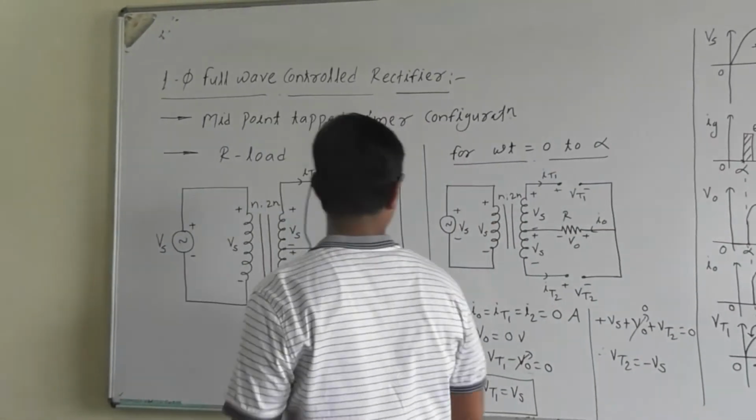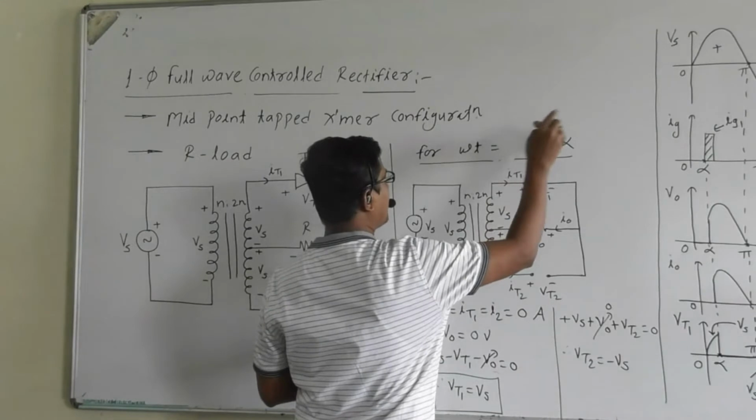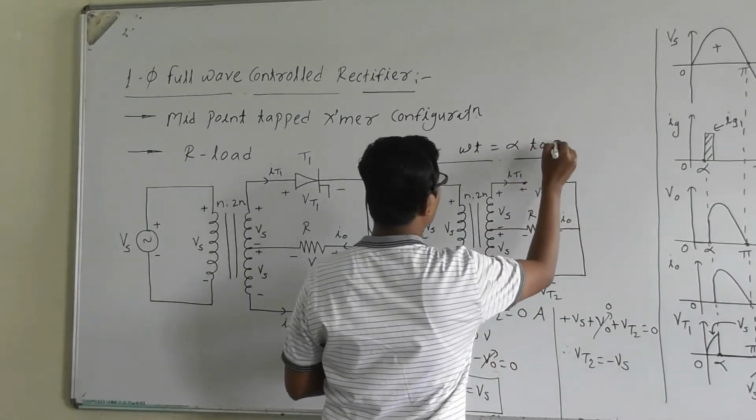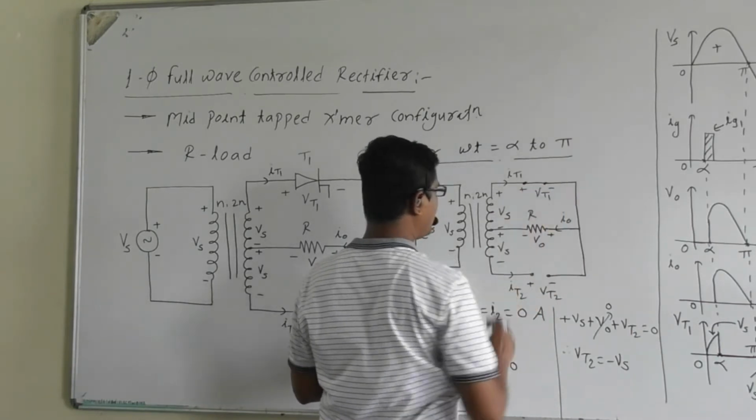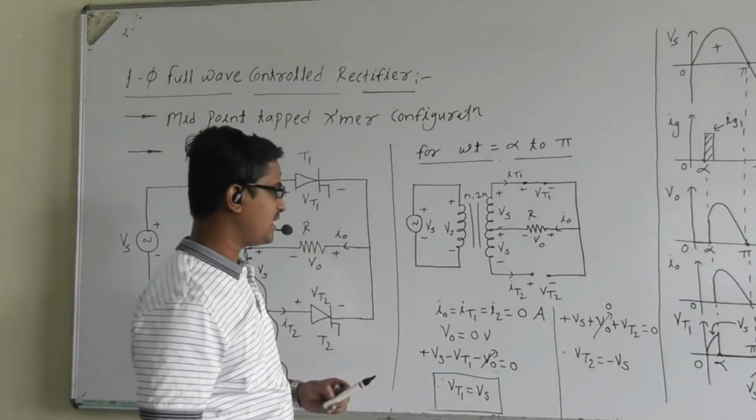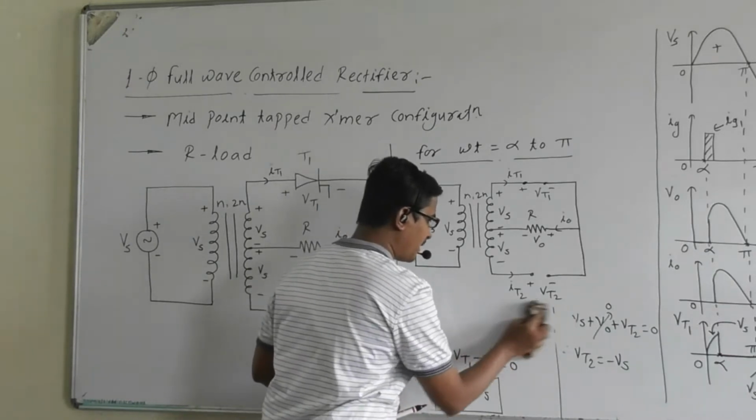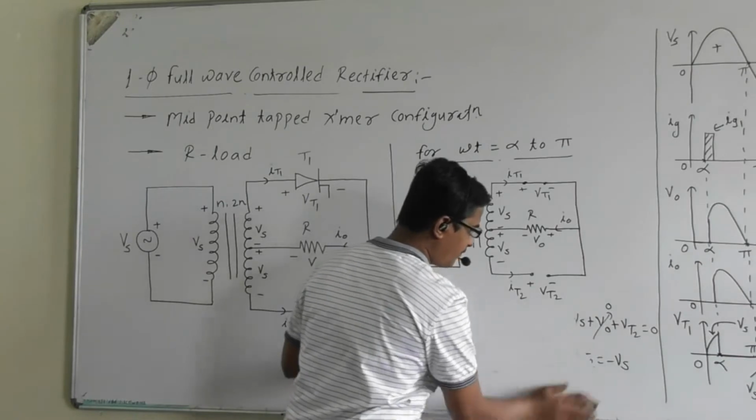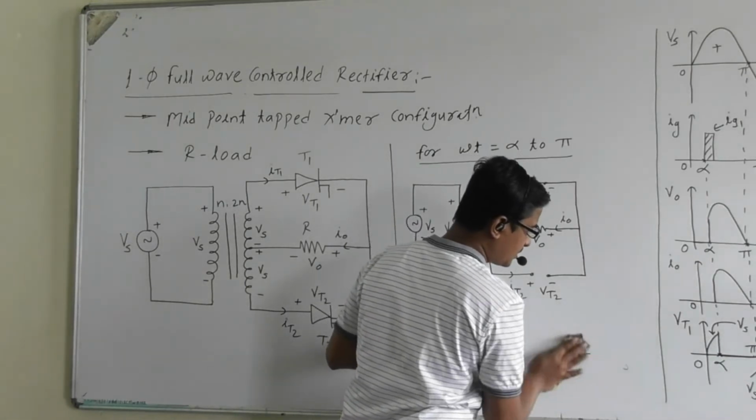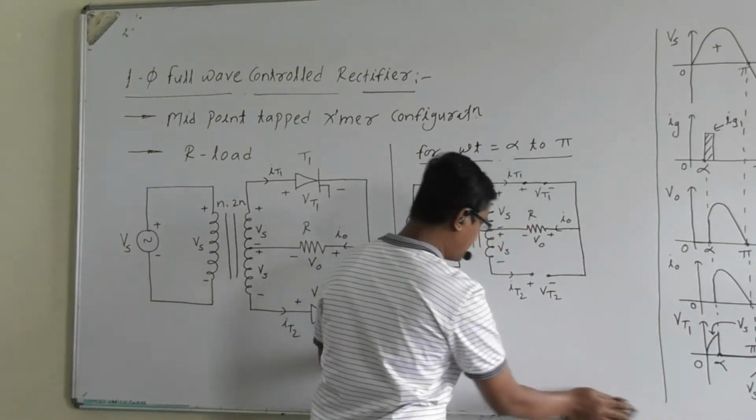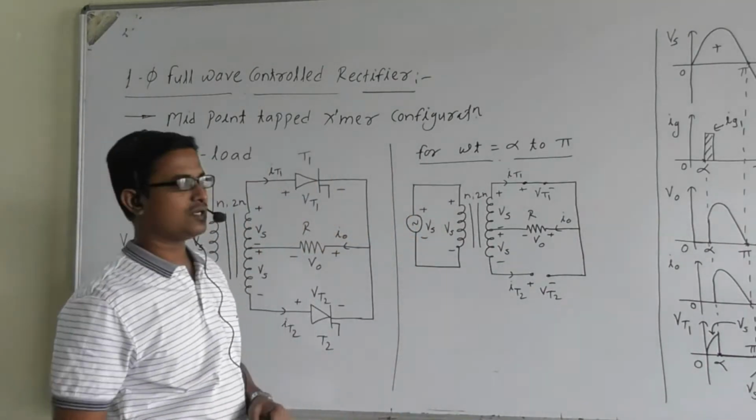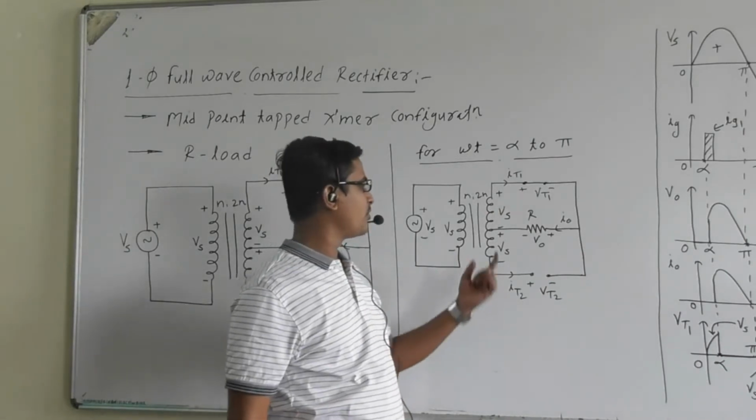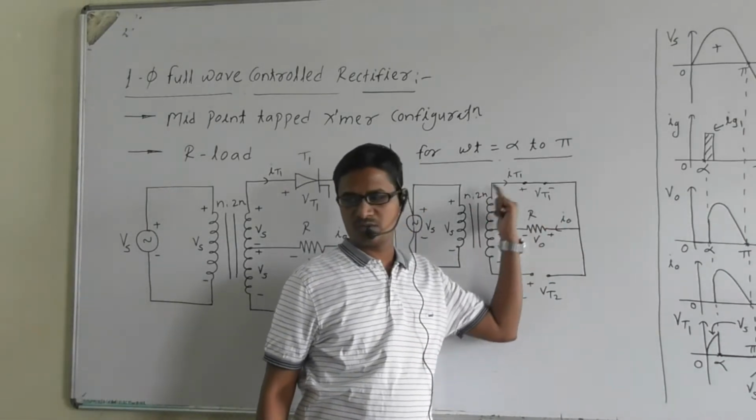Next, for omega t is equal to alpha to pi. What is the change? For alpha to pi, thyristor T1 is turned on, because at omega t equal to alpha we have applied the gate signal to thyristor T1. So thyristor T1 will act as a short circuit. So now current will flow from Vs through T1, the load, and back to Vs.